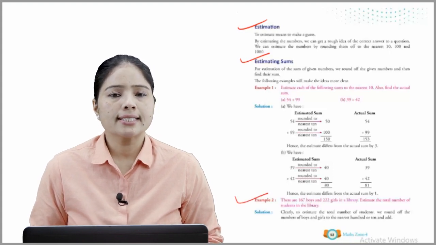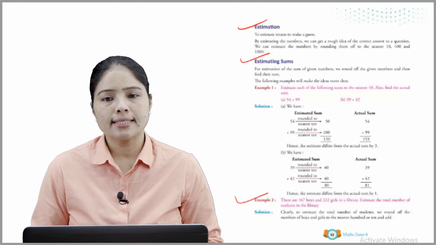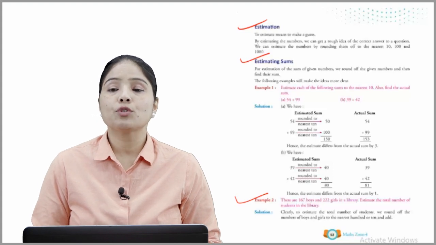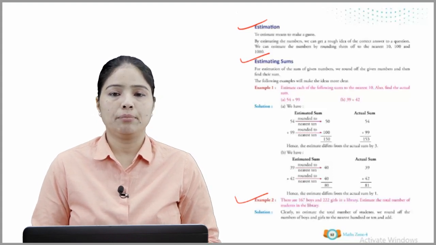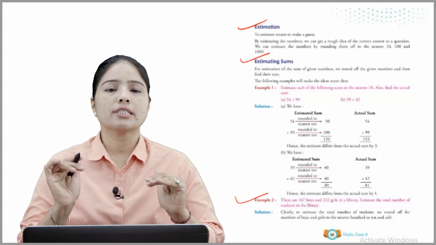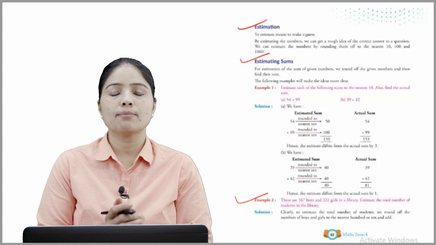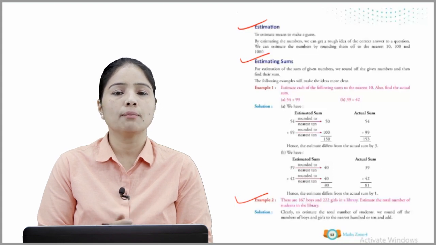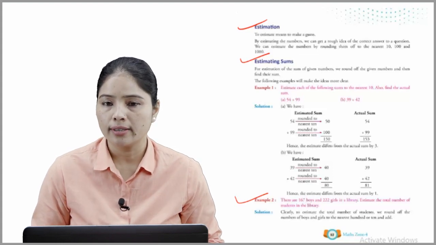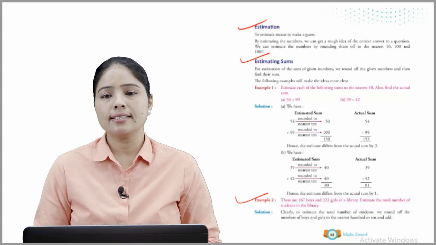There are 167 boys and 222 girls in a library. Estimate the total number of students in the library. Estimate करना है आपको, ठीक है. Solutions. Clearly, to estimate the total number of students, we round the numbers of boys and girls to the nearest 100 or 10 and add.